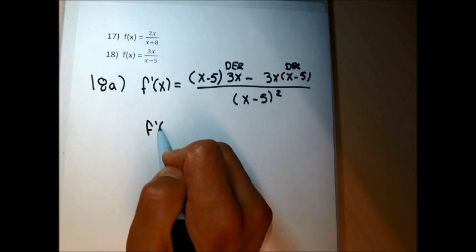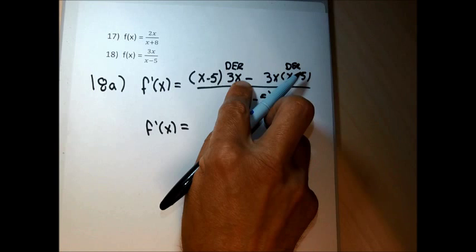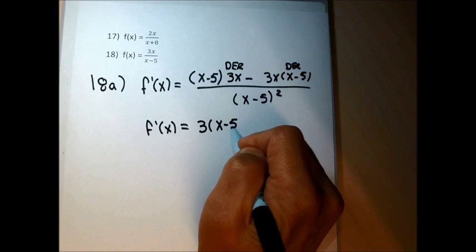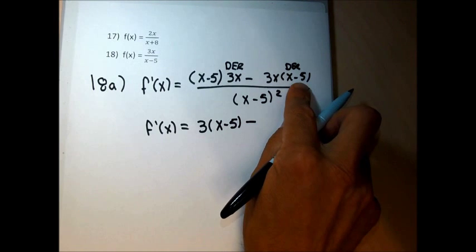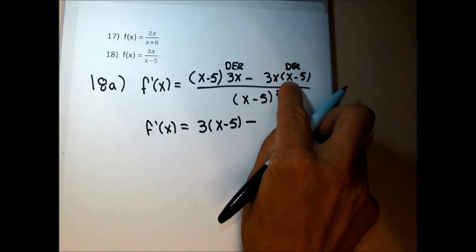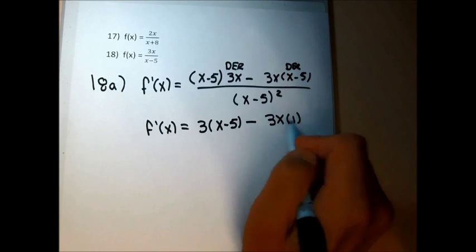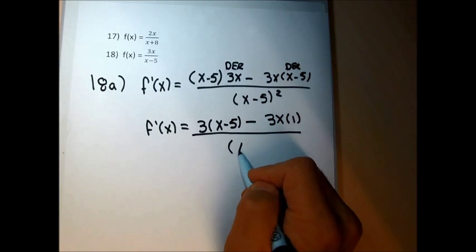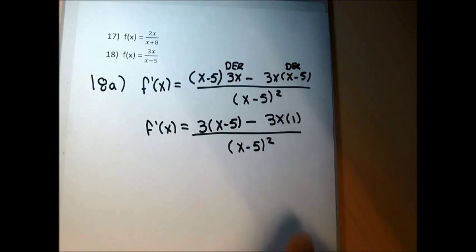So I'm going to get f prime of x equals, the derivative of 3x is just 3. I'm going to write that to the left of the parentheses rather than having it to the right of the parentheses. The derivative of x minus 5, because the derivative of 5 is 0 and the derivative of x is 1, is just 1. So I get 3x times 1 for the second piece, all over x minus 5 squared. You can't cancel these x minus 5s because of that part in the numerator.